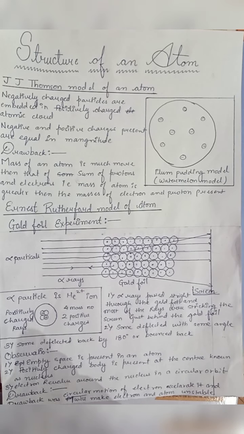Now this experiment also had some drawbacks. The drawback was that he couldn't explain the circular motion of the electron. Since the electron is in circular motion, it gains some acceleration, and due to acceleration it will get excited. The excited state of the electron will make the atom unstable. So he was unable to explain the stability of the atom. This was the drawback present in this experiment.